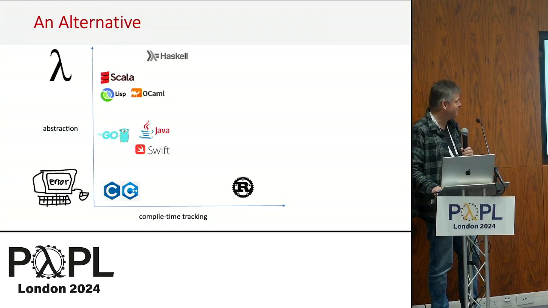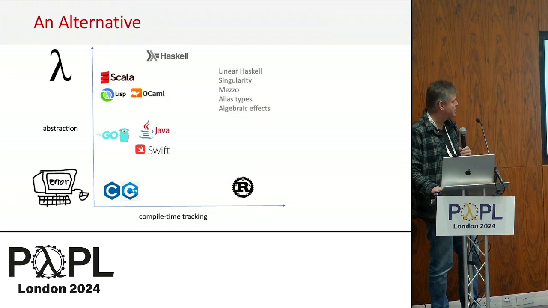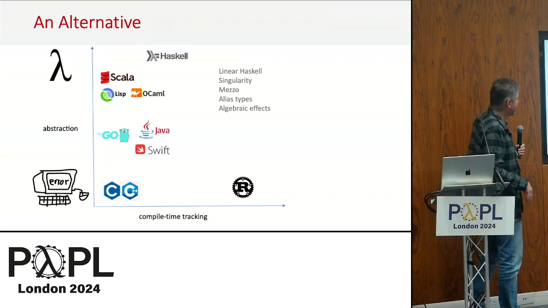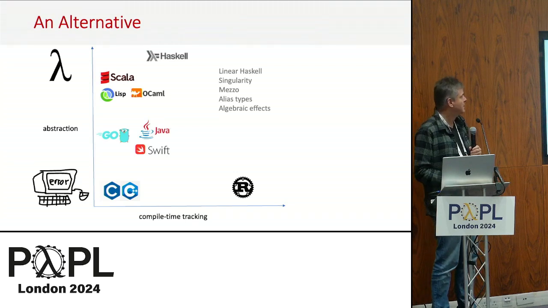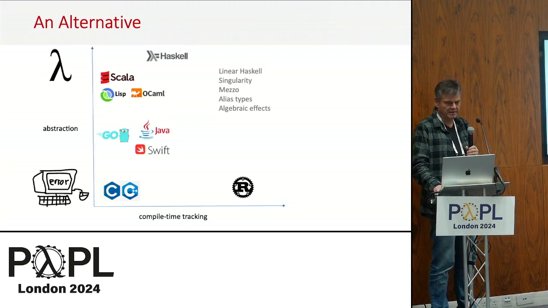So the question is, if you go up here to the essentially more lambda calculus-like thing, what happens there? And a lot of research happens there, and some of that has actually found its way into practice, as linear Haskell, projects like Singularity, Mezzo, there was alias types, algebraic effects are very hot. But there's nothing really widely deployed, as widely as, let's say, Rust is used in the industry. This is all still very fledgling.